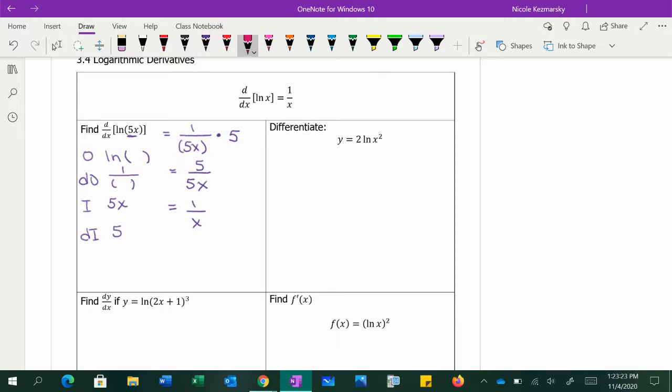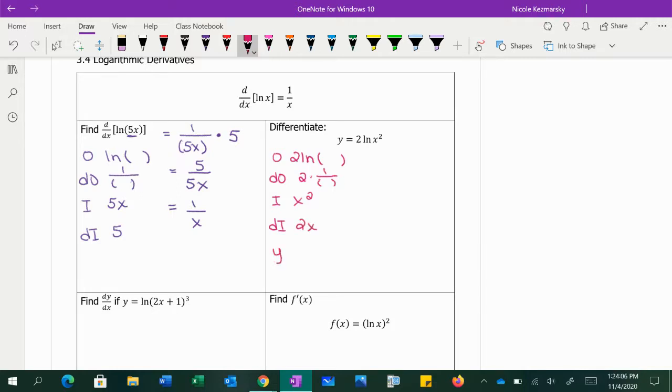For the next example, again I'm going to use chain rule because I'm taking the natural log of something that's more than just x. It's not x, it's x squared. So I'm going to say outer, derivative of the outer, inner, derivative of the inner. The outer is going to include that 2, because that 2 is part of what could be the product rule, but we're not going to use the product rule. We're just going to let the 2 hang along for the ride. The inner is x squared. The derivative of the outer is 2 times 1 over the parentheses, and the derivative of the inner is 2x.